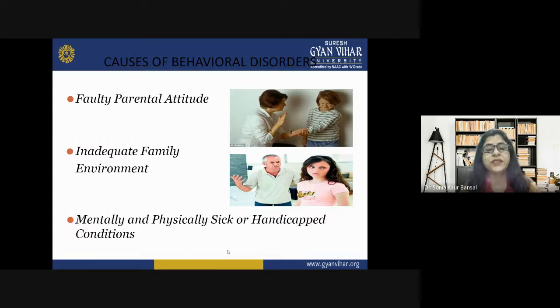And then the next point is mentally and physically sick or handicapped conditions. This is really a very challenging condition. If the child is mentally sick, is a slow learner, or some sort of mental problems are there in learning, or maybe the child is physically sick or in handicapped conditions, the child is more and more dependent on other persons of the family. So this will definitely cause behavioral disorders in the child's personality.